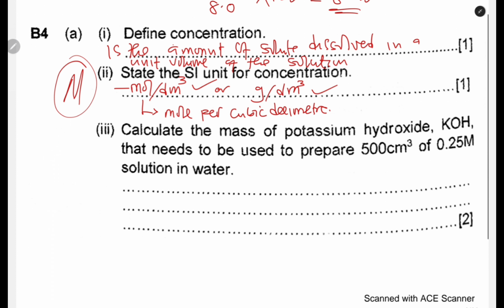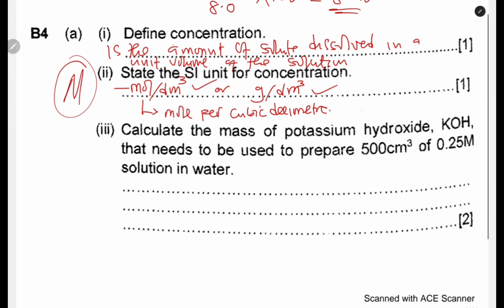Then question 3: calculate the mass of potassium hydroxide, KOH, that needs to be used to prepare 500 cubic centimeter of 0.2 m solution in water. So this m, the whole of it, is mole per decimeter cubed. So when you find it, don't get confused about what units are behind that.